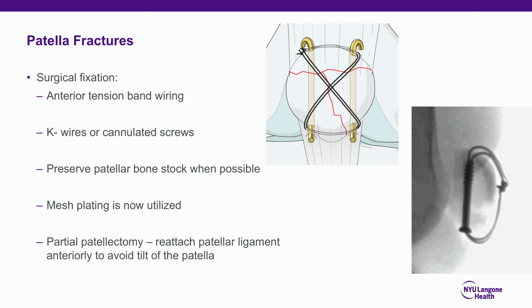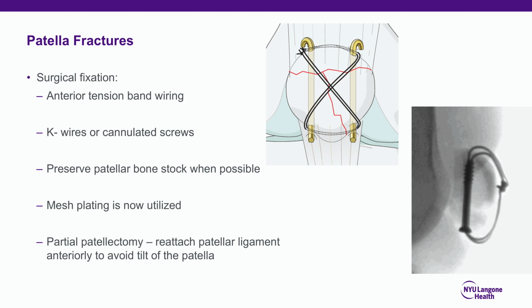There are multiple configurations for fixation, the strongest being cannulated screws with tension band wiring. For severely comminuted fractures, consider a mesh plate. Keep in mind that tension band wiring alone with K-wires has a failure rate of about 22%.